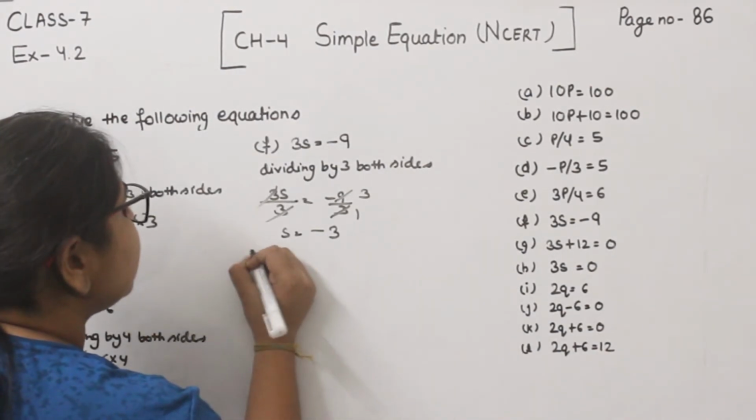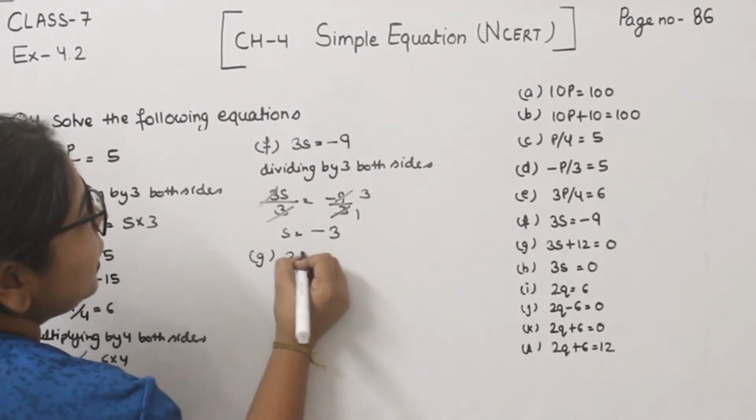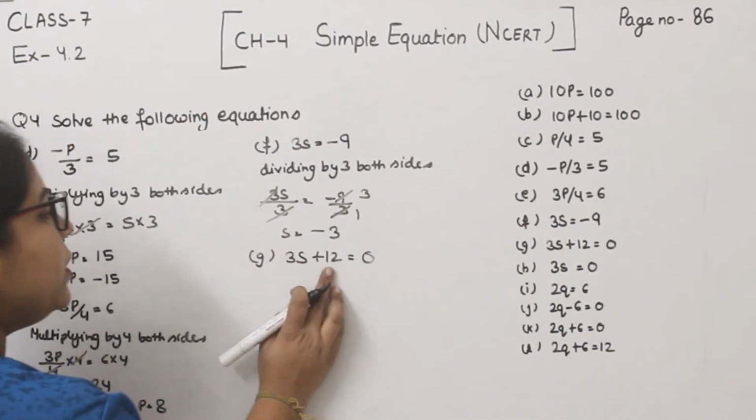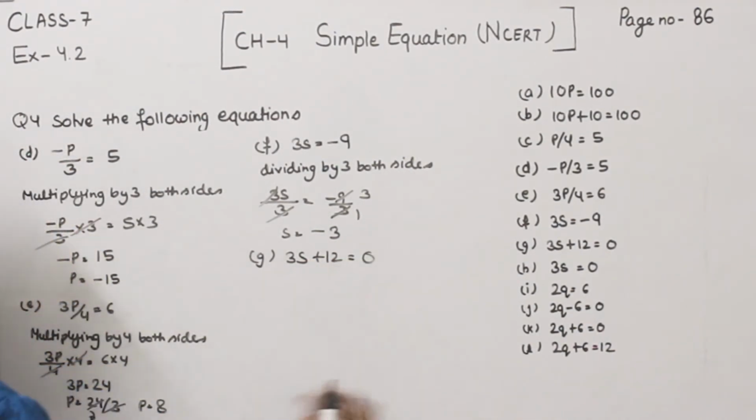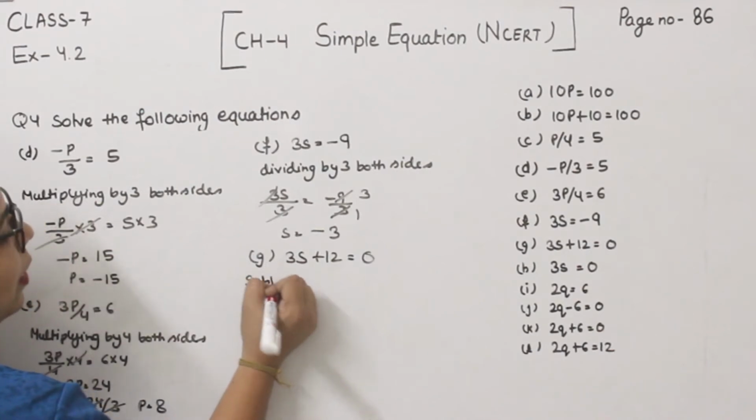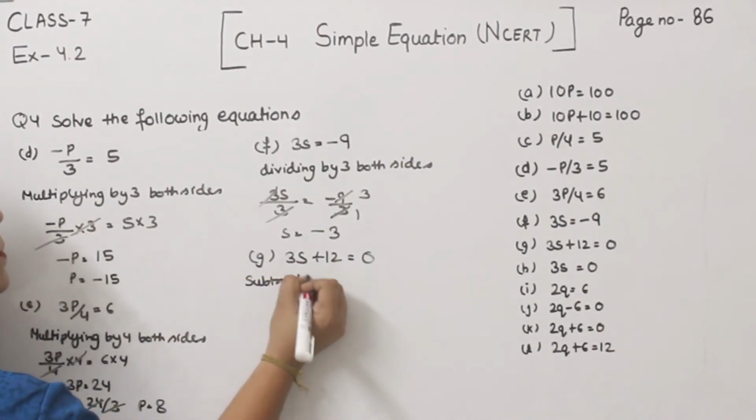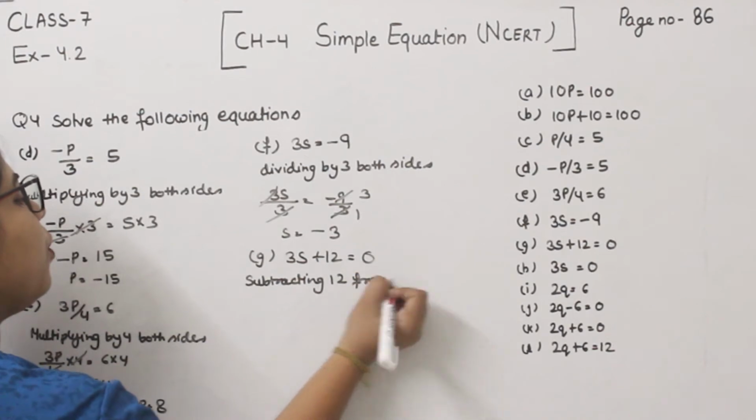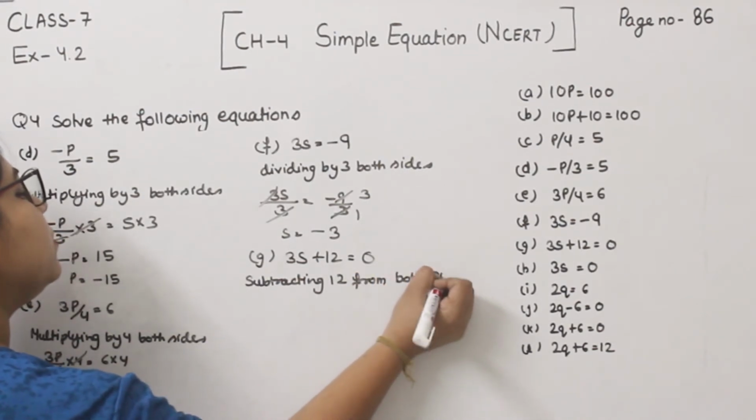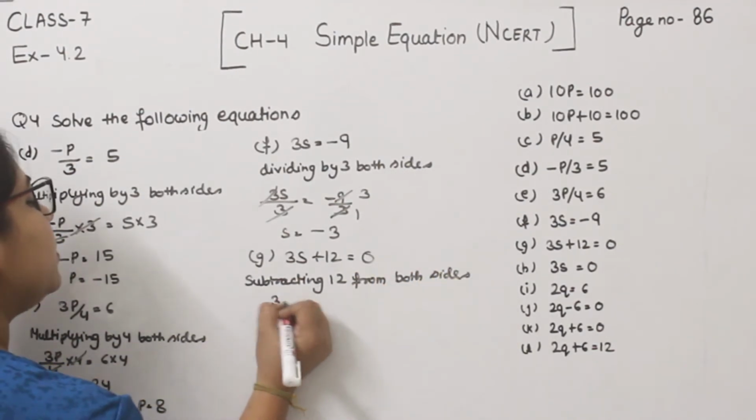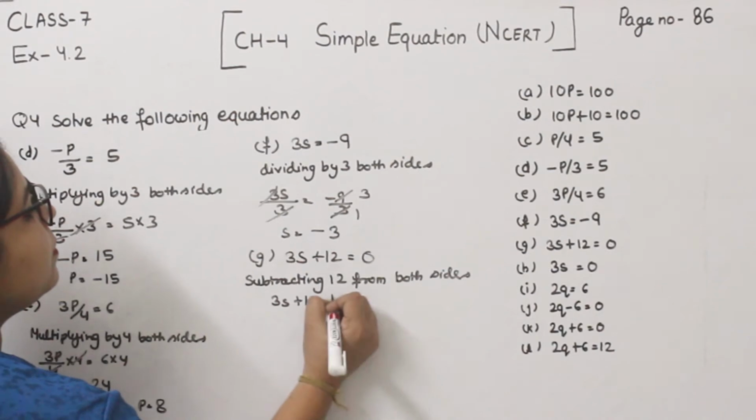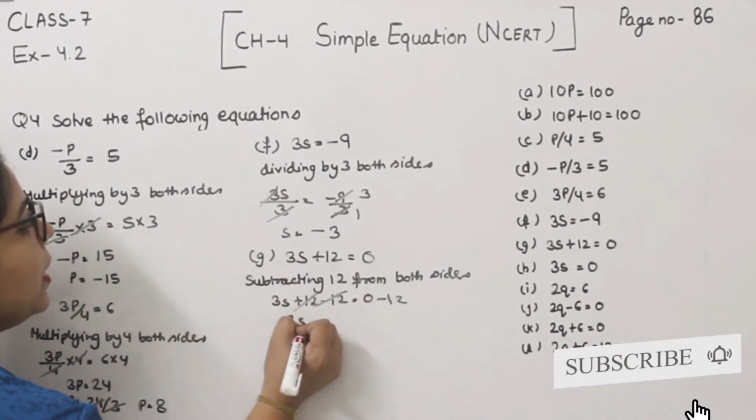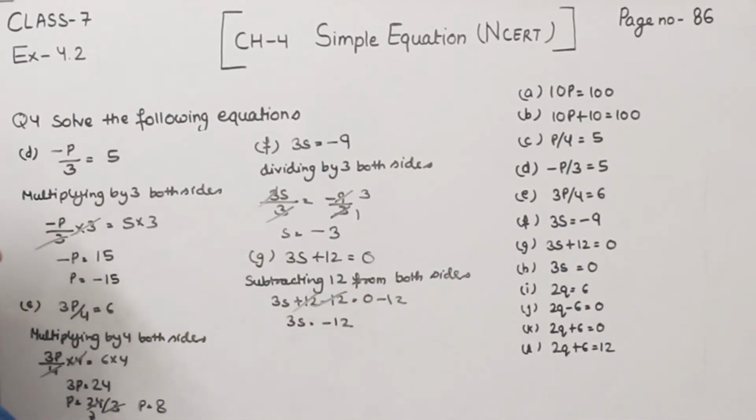Now comes to the part G. 3s plus 12 is equal to 0. First we will remove this 12. For that one we will subtract 12. Now subtracting 12 from both sides. 3s plus 12 minus 12 and 0 minus 12. This one cancelled. 3s is equal to minus 12.